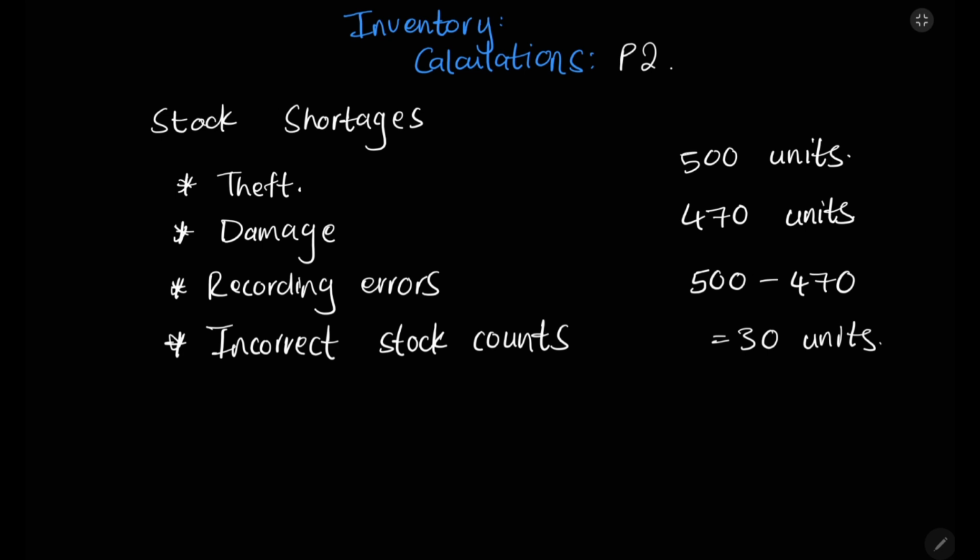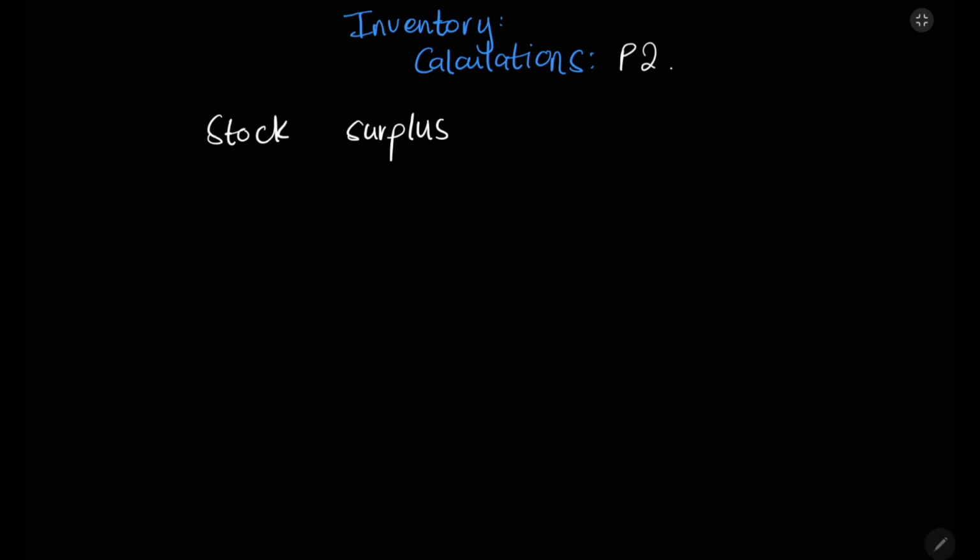What about stock surplus when we have more? Stock surplus is basically when physical inventory is more than the accounting records, or as they might say in your textbooks or different materials, when physical inventory exceeds accounting records. That means you have more stock than what is written. Now the causes of this could also be recording mistakes or purchases that aren't recorded or counting errors.